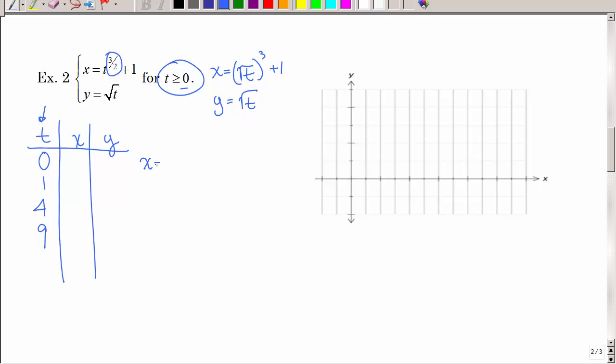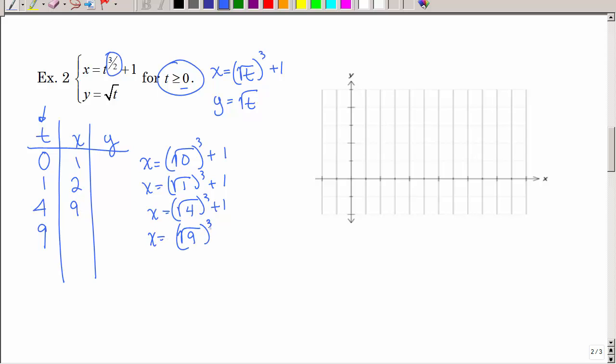Alright, so x equals the square root of 0 cubed plus 1. x equals the square root of 1 cubed plus 1. x equals the square root of 4 cubed plus 1. So that's 2 cubed, that's 8, plus 1, that's 9. And then we have the square root of 9 cubed plus 1, that's going to be 28. Might have to fudge that a bit on my graph.